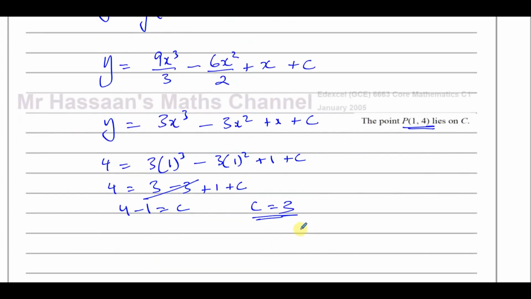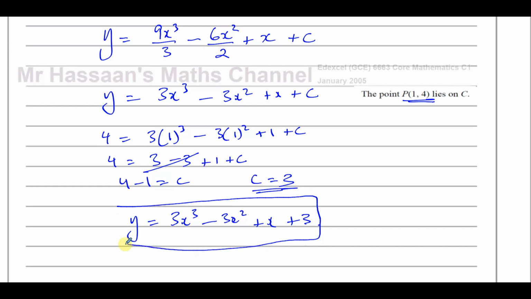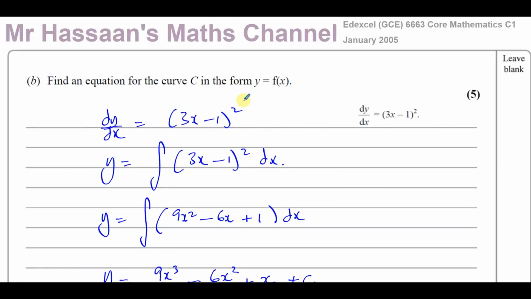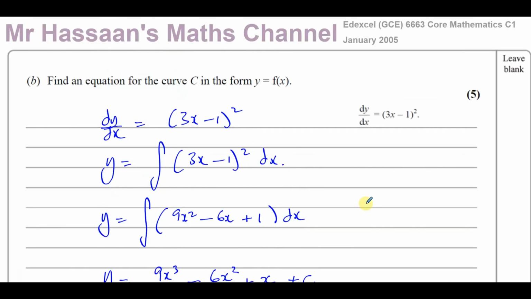So now we can write down the equation. y equals 3x cubed minus 3x squared plus x plus 3. And there is the equation of our curve, y in terms of x. So we've got the form y equals some function of x. So there we have the answer: 3x cubed minus 3x squared plus x plus 3. And that's the answer to part B.